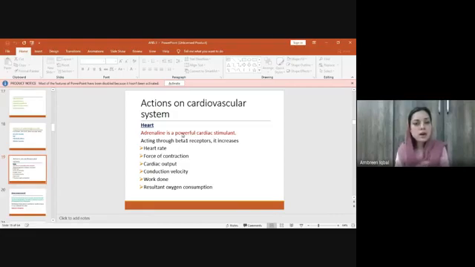So adrenaline is a powerful cardiac stimulant. This is a very good thing about adrenaline. It acts through the beta-1 receptor. It increases the heart rate. So when the heart rate increases, obviously there would be increased force of contraction, cardiac output, increased conduction velocity, and work done, and this results in increased oxygen consumption.